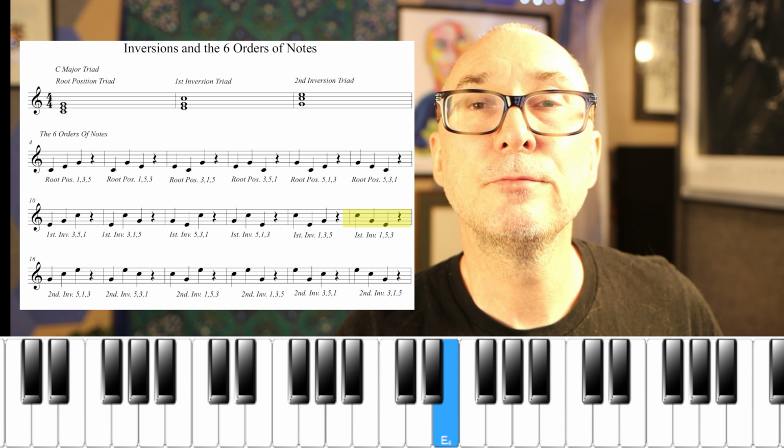The way I demonstrated the 18 melodies is exactly how I like to practice it. We think about it this way. In root position, starting on the lowest note gives us 2 melodies. Starting on the highest note also gives us 2 melodies. And then starting on the middle note gives us 2 more melodies.